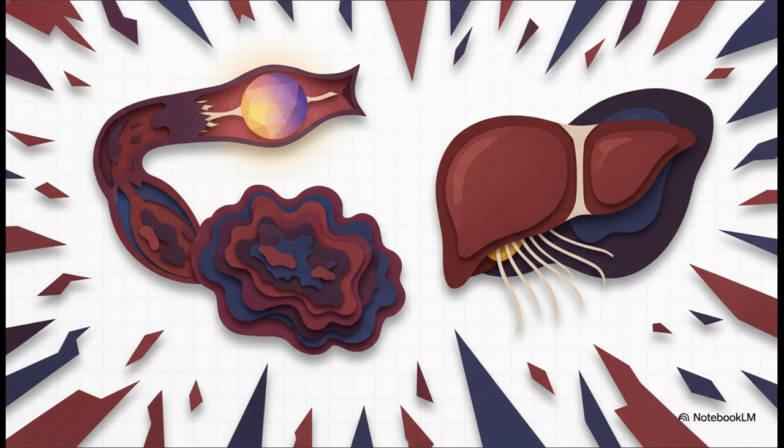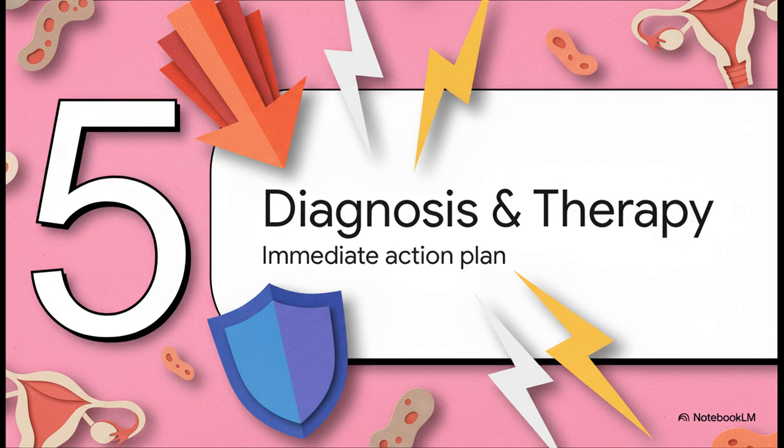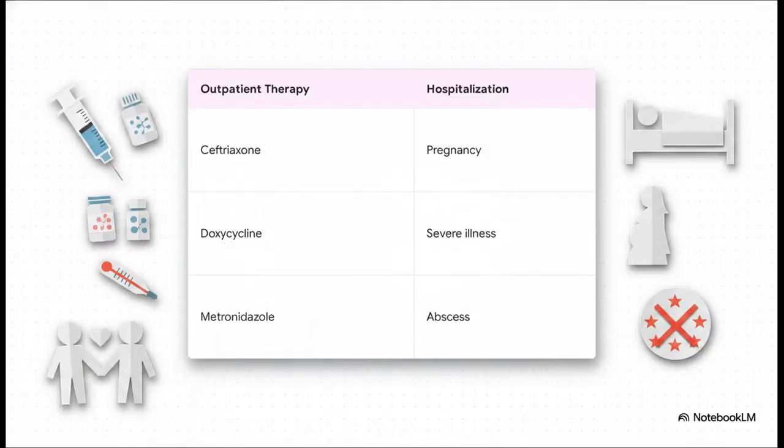Moving into Section 5, Diagnosis and Combination Therapy. Let's see how this builds our action plan. So PID is primarily a clinical diagnosis. You're basing it on lower abdominal pain plus cervical motion or adnexal tenderness. The rule here is you treat early, even before you get the lab confirmation back.